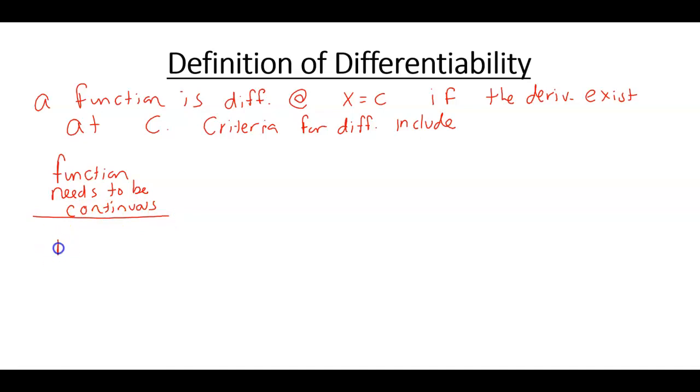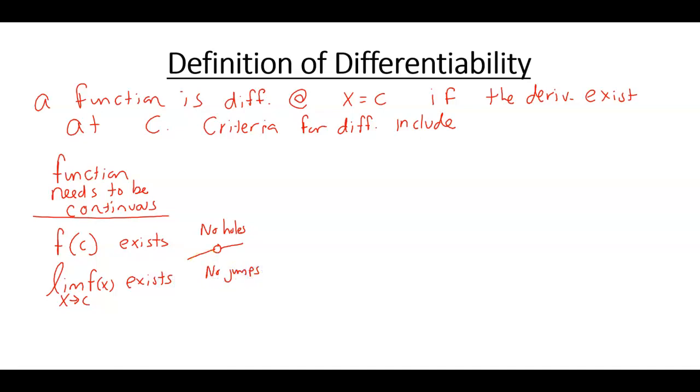That should mean that the function should exist at c. In other words, no holes should be allowed, or vertical asymptotes. Also, the limit needs to exist at that point. That means no jumps are allowed. You can't have a function going here and then all of a sudden jumping up here, because the limit from the left and right are different, which means the limit doesn't exist.